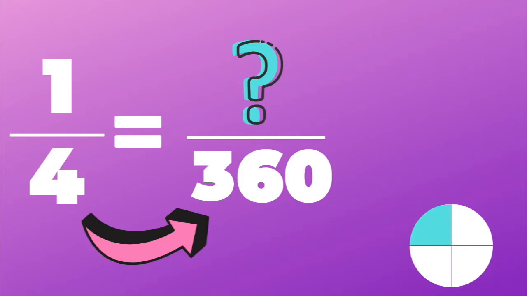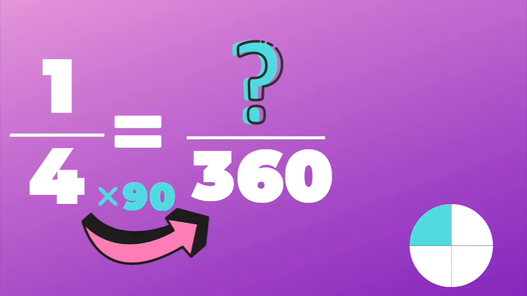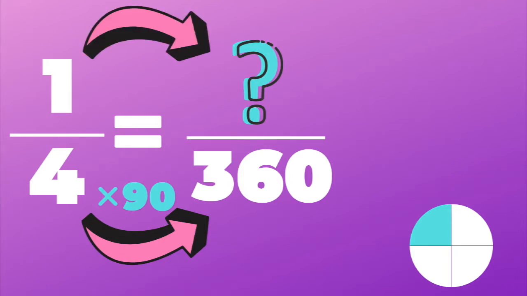What is the relationship between 4 and 360? Well, we know 4 times 9 is 36. So 4 times 90 must be 360. And as we know, whatever relationship is happening on the bottom of a fraction has to happen on the top of a fraction. So if the bottom is being multiplied by 90, what do you think we need to multiply by on the top? Did you say 90?